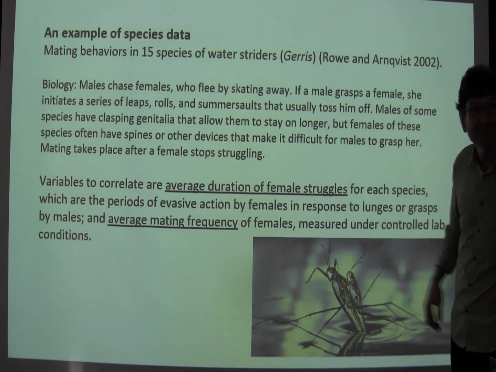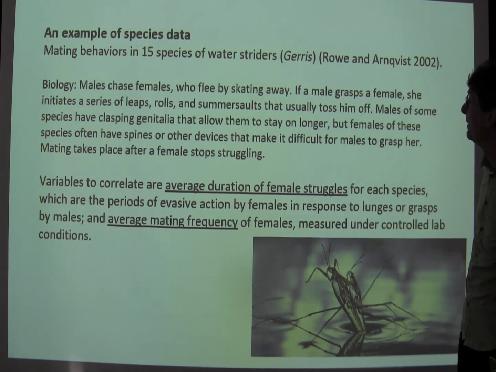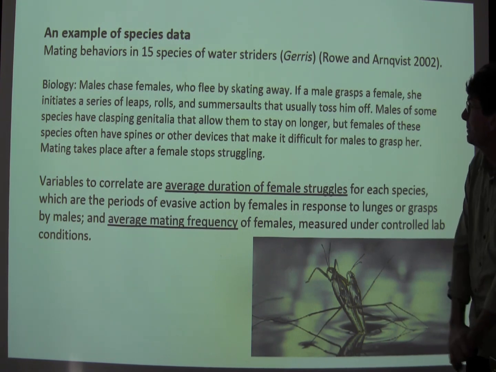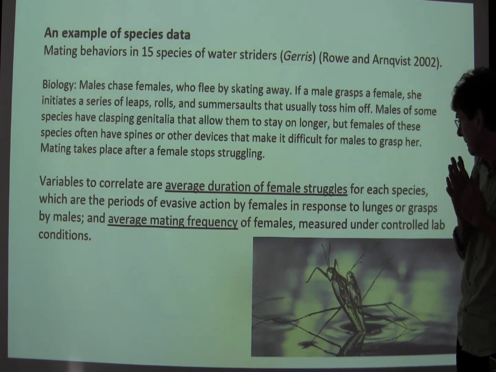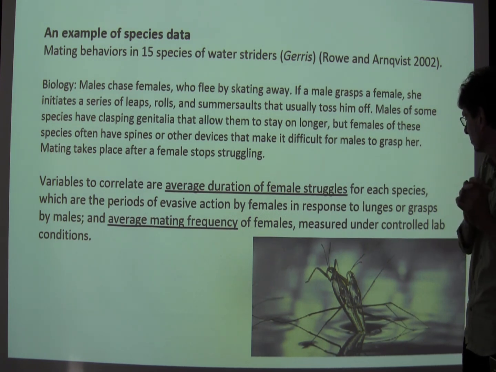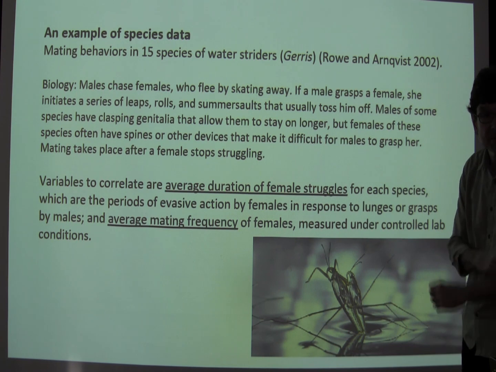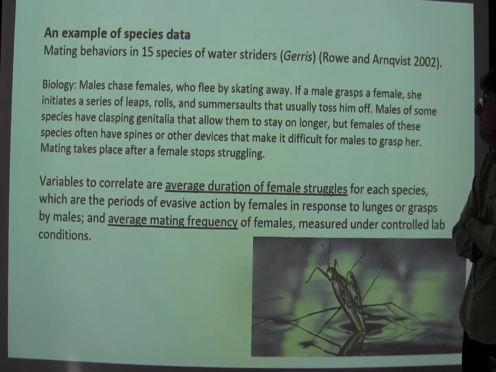The two water striders, in fact, a male on top of a female. And this was a comparative study of 15 species. And the biology of the study was to look at a conflict between the sexes over mating.